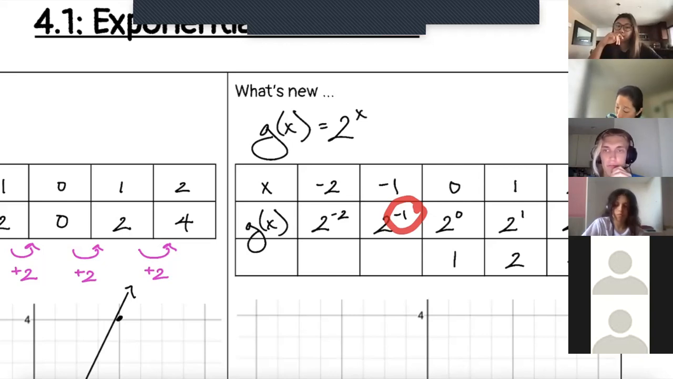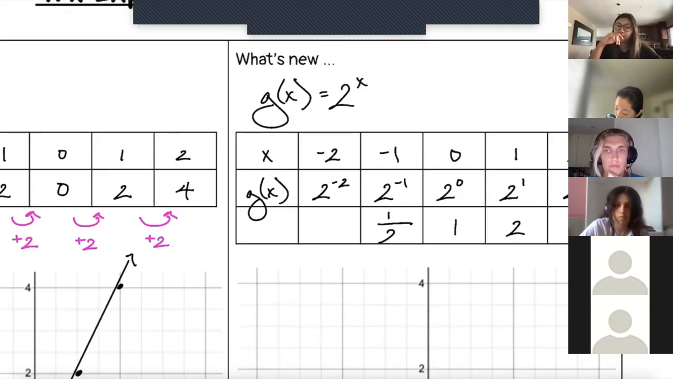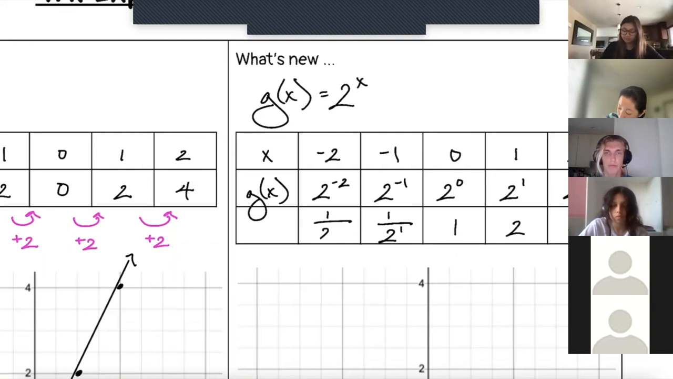We can just write this as 1/2 to the first power, right? That idea of negative exponents, it's the same thing as moving that term to the other side of the fraction line. So we do indeed have 1/2 here. And if we do the same thing for the second one, we get 1/2 squared, or that's going to give us 1/4. Okay.